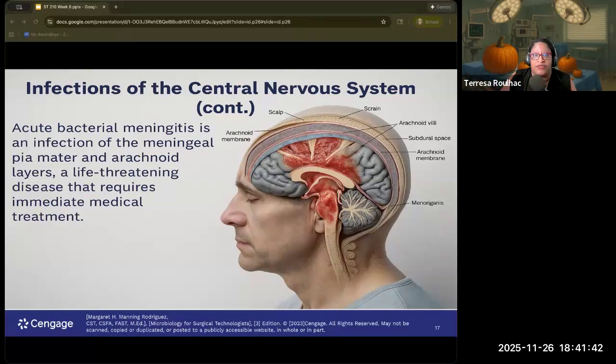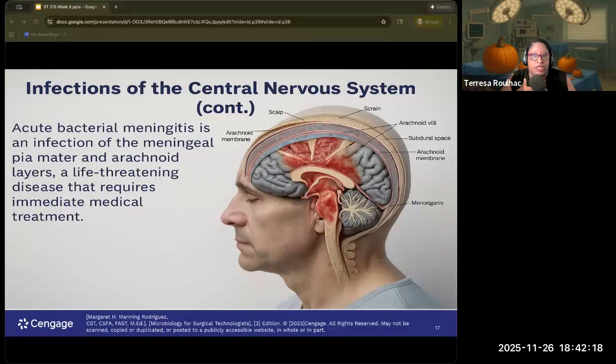There are common bacteria: Haemophilus influenzae type B, Streptococcus pneumoniae, Neisseria meningitidis, and E. coli. There are risk factors, like let's say a patient had a head injury, a brain surgery, or they just have a weakened immune system. What we may see in the ED before they come to us: it can cause confusion, seizures, or even paralysis. If untreated, it can lead to death or permanent brain damage.